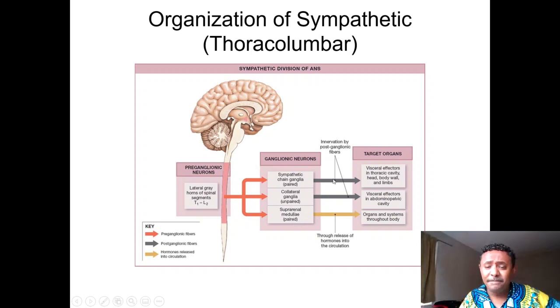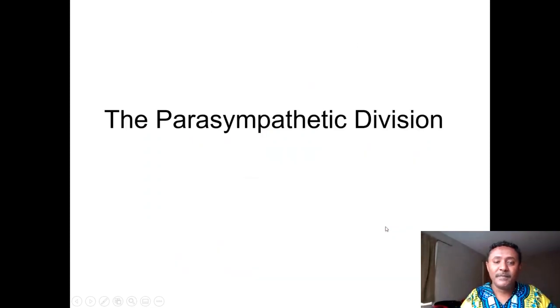Now the postganglionic here is going to be the noradrenaline, and it will go to the target effectors. Those which go to the para-vertebral are going to go to the thoracic cavity, head and neck, body wall and limbs, and skin too. The collateral ganglia, the postganglionic, will go to the visceral effectors in the abdominopelvic cavity. We have discussed that already. Those are the celiac, superior mesenteric and inferior mesenteric ganglia. The postganglionic is going to go to the abdomen and pelvis. And now the suprarenal medulla, through release of hormones to circulation, reaches organs and systems throughout the body. That's the mass effect, which is going to last longer. Done with that.